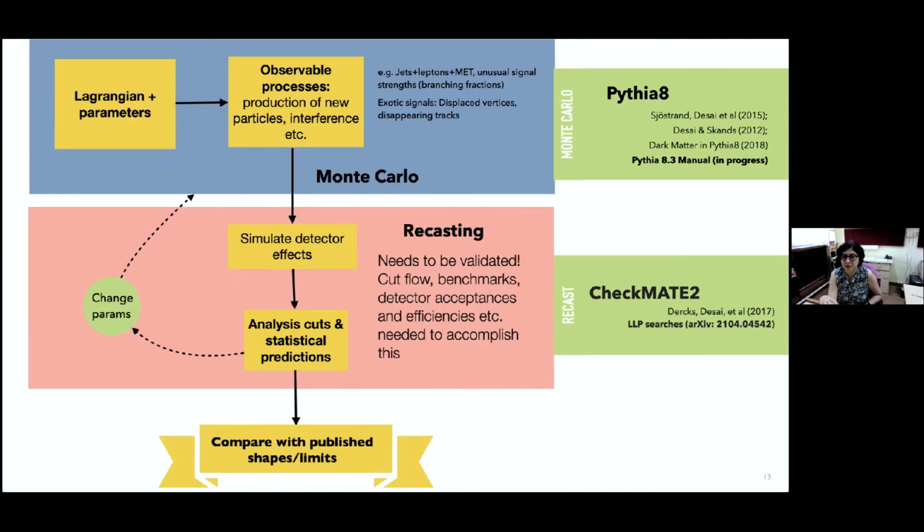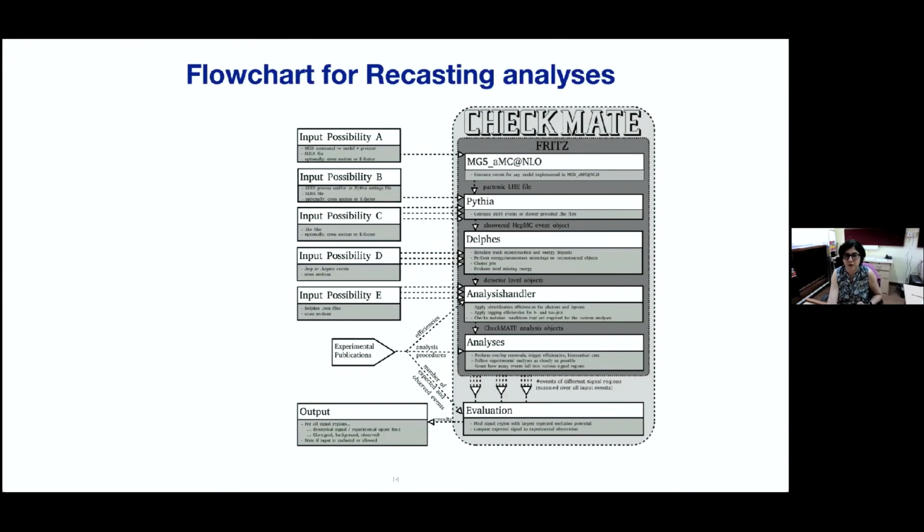You write down the Lagrangian parameters, figure out how you're going to produce the particles that you want with all the physics effects that you want. Then you pass this to your detector simulator. So you simulate detector effects, and using the objects that are reconstructed using this toy detector or whatever, you apply all the analysis cuts, do all your statistical analysis, and then you compare with either published shapes or upper limits or whatever information it is that you have. So this is the general workflow of how this works.